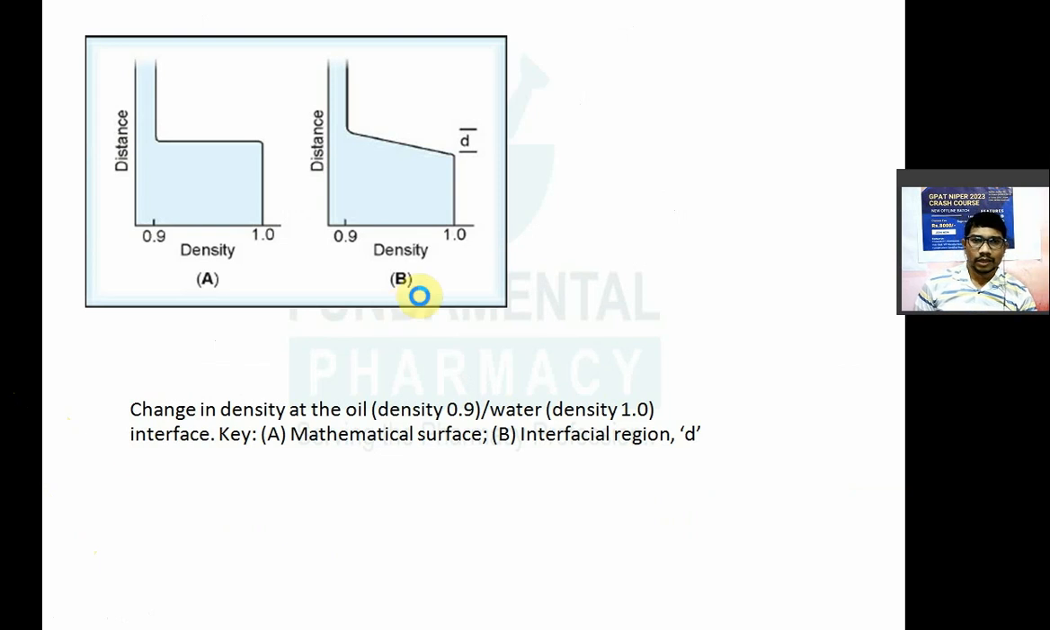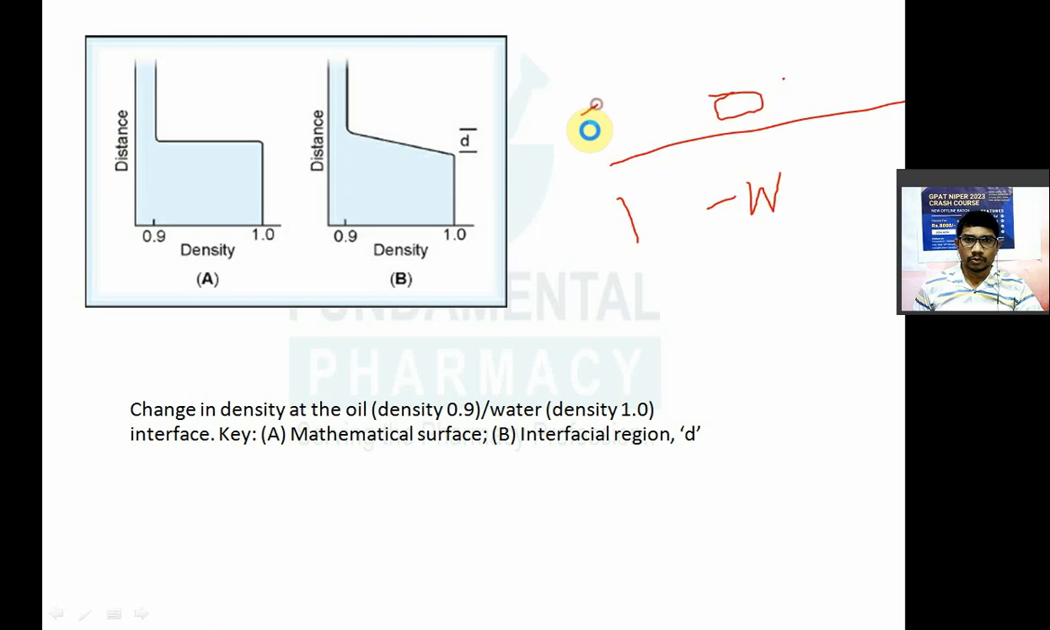Now if you add water and oil, there exists an interface. Here is water, and over the water is oil. Now you know that water has a density of 1, and the density of oil is 0.9. So there is a change if you place oil in water. There exists an interface, but at the interface there is a change in the density, from oil's 0.9 to water's 1.